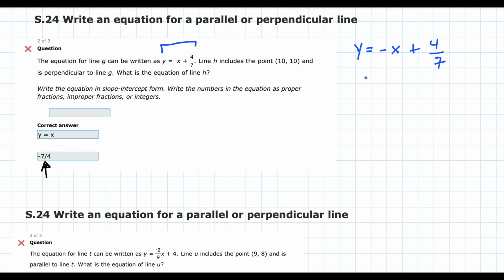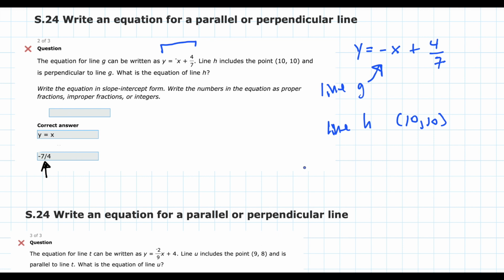All right, so there's this line right here, and then it says line H. So this is line G. All right, so then you have some completely different line. That's line H. And they're telling you that line H goes through 10, 10 and is perpendicular to this line. All right, and what's the equation of line H?